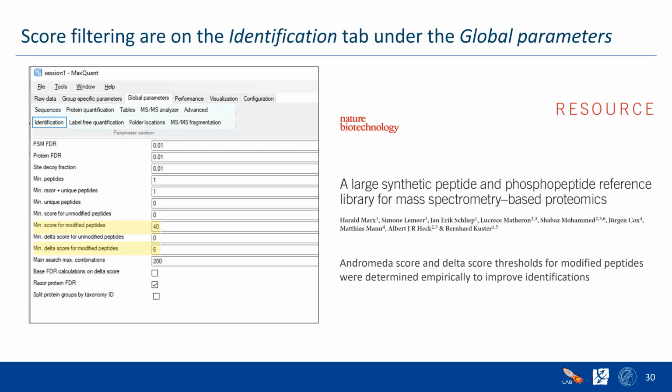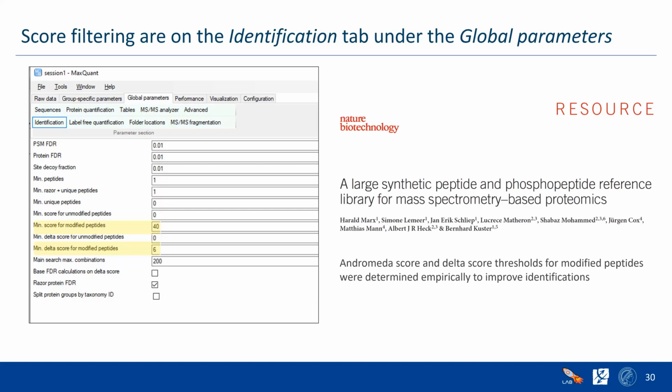I told you that we have some filtering for these modified peptides, and you can find this information in the global parameters under Identification. Here the minimum score for modified peptides is set to 40. Why 40? Back then there was a synthetic peptide and phosphopeptide library, and based on this data set it was optimized to 40. There's another filter: the minimum delta score for modified peptides is 6.